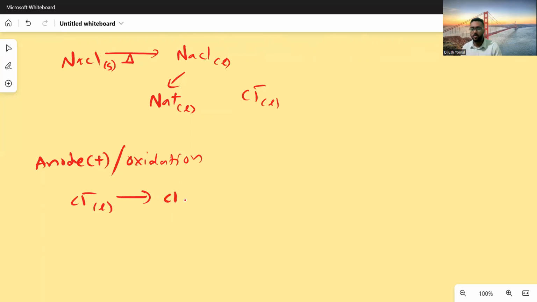And I told you, oxidation always takes place at the anode. You know, oxidation is losing electrons and reduction is gaining electrons. That particular term, we can remember as OIL RIG.